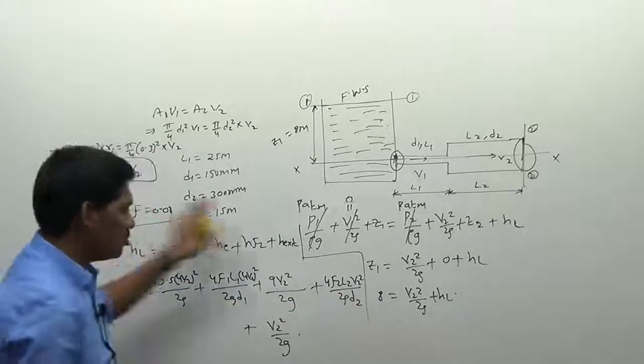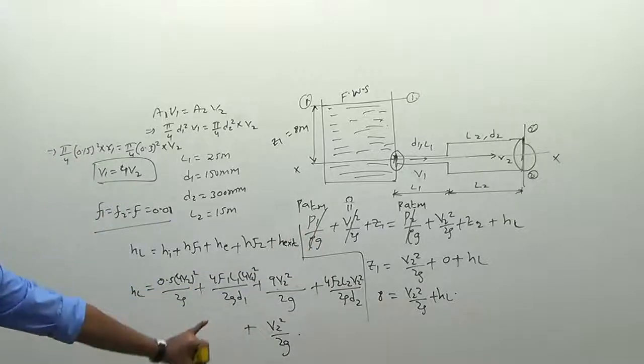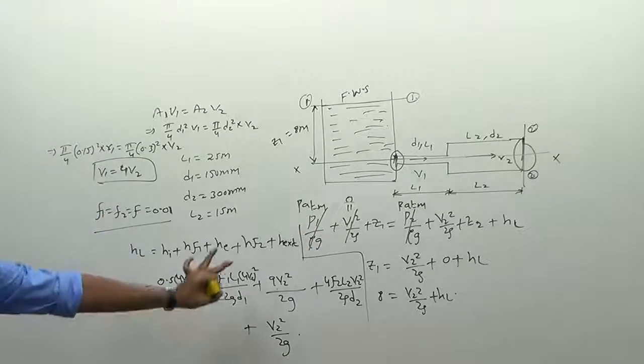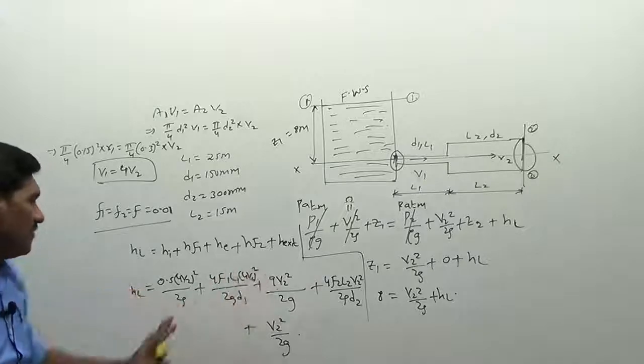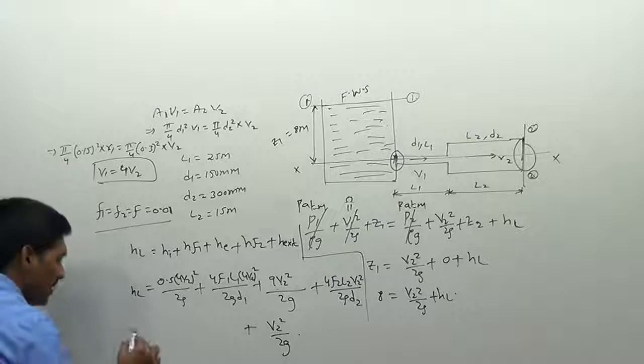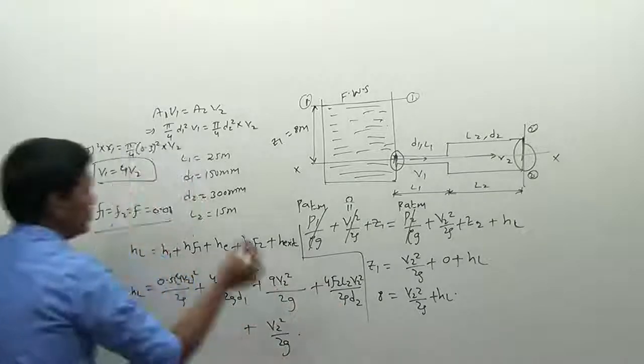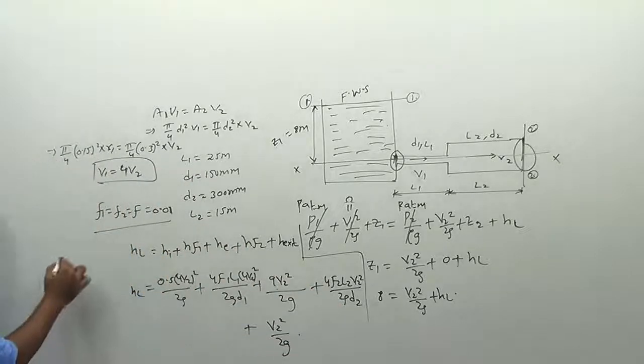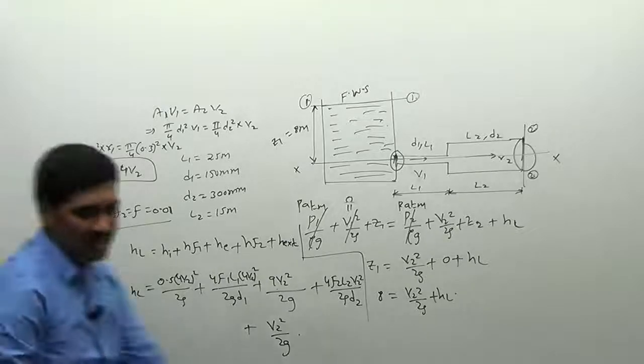If you substitute all the values, the value of G, the diameters, the lengths, and the values of F1 and F2, then you can determine the value of V2. The final value of V2 from this entire relation is equal to, I will tell the value for you.